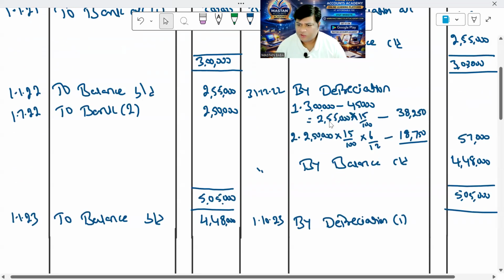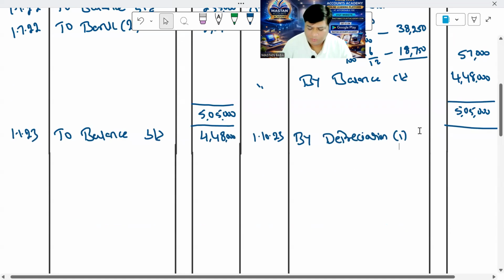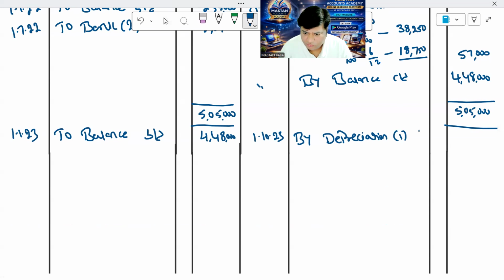ఎలా చేద్దాం? First plant విలువ ఎంత ఉంది last year లో? What is the value of the first plant previous year? 2,55,000. And what is the depreciation? 38,250. You can notice here 2,55,000 and 38,250. So what I supposed to do? 2,55,000 minus 38,250 is equals to 2,16,750 into 15/100 into 9/12.